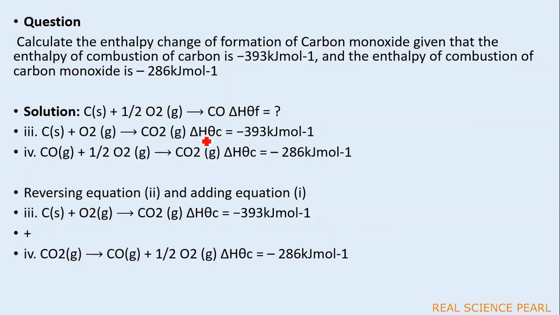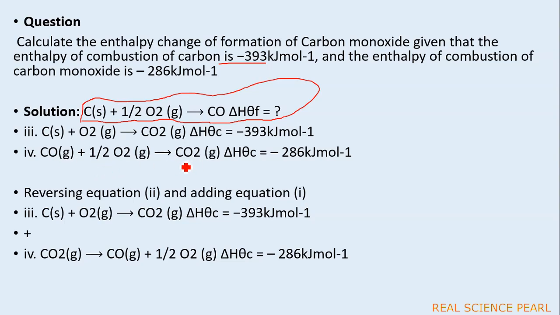Calculate the enthalpy change of formation of carbon monoxide, given that the enthalpy change of combustion of carbon is negative 393 kilojoules per mole, and that of carbon monoxide combustion is negative 286 kilojoules per mole. It means I'm looking for this equation when carbon is reacting with oxygen, giving us carbon monoxide. This is the enthalpy of formation we are looking for. Now, if I'm to write enthalpy of combustion of carbon, when 1 mole of carbon is burning completely, it gives us carbon dioxide. When 1 mole of carbon monoxide is burning, it gives us carbon dioxide.